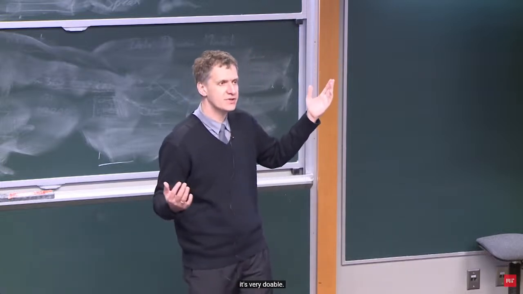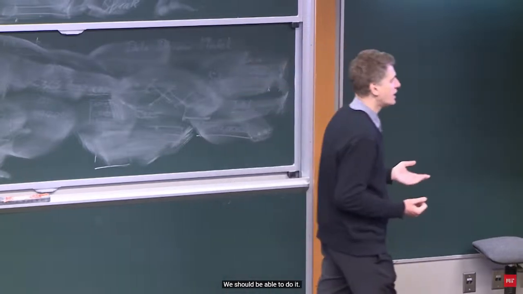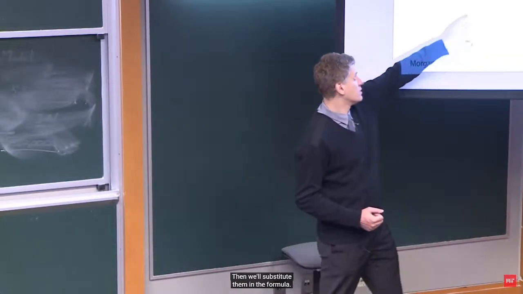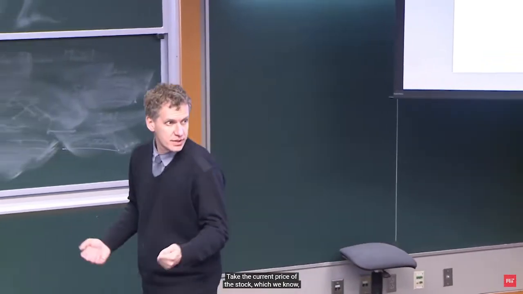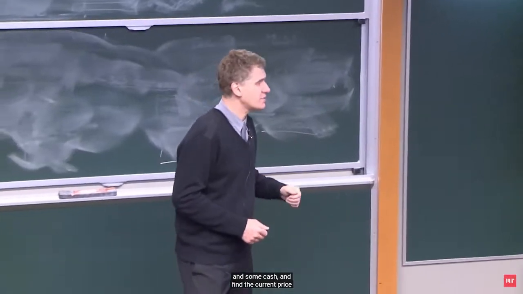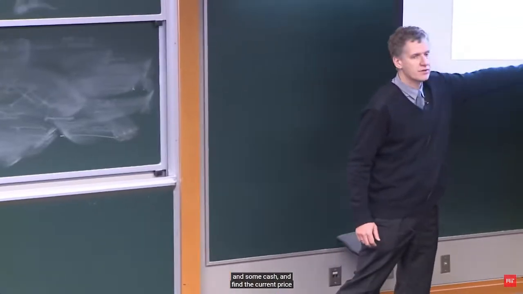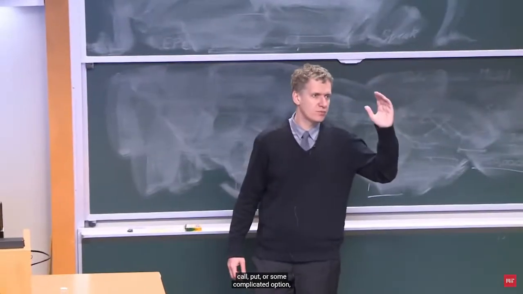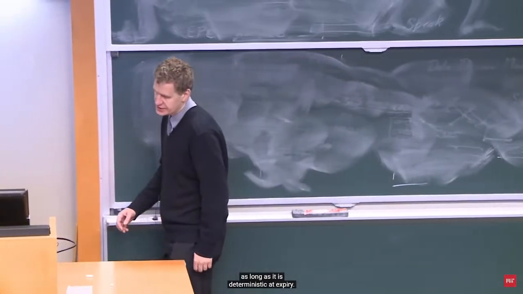Fortunately, in this particular case, it's very doable. It's just two equations with two variables. We should be able to do it, and we can solve it and find this A and B. Then we'll substitute them in this formula, right? Take the current price of the stock, which we know, and some cash, and find the current price of the derivative. And this should work for any derivative. It doesn't matter if it is a forward, call, put, or some complicated option, as long as it's deterministic at expiry.